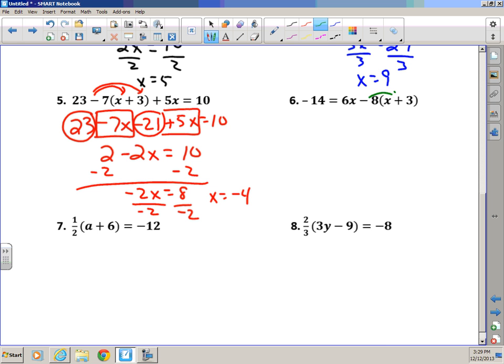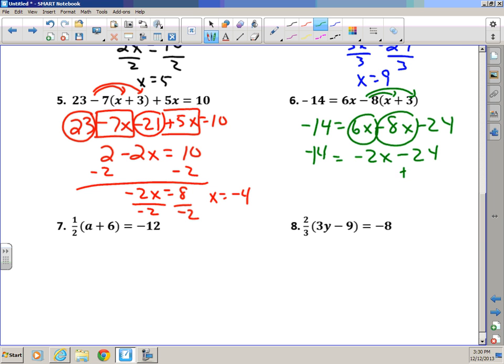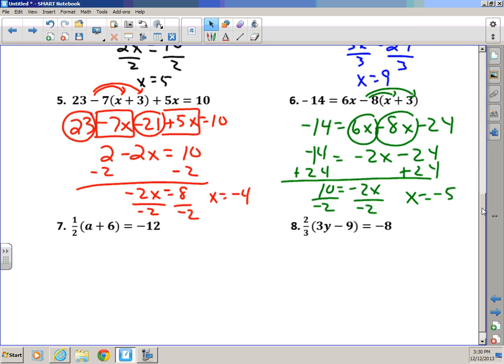I'm going to distribute negative 8. Negative 14 equals 6x minus 8x minus 24. Here are my like terms. Negative 14 equals negative 2x minus 24. I add the 24 to each side. 10 equals negative 2x. So x is negative 5. Okay.